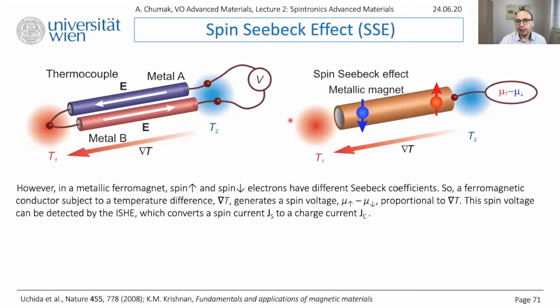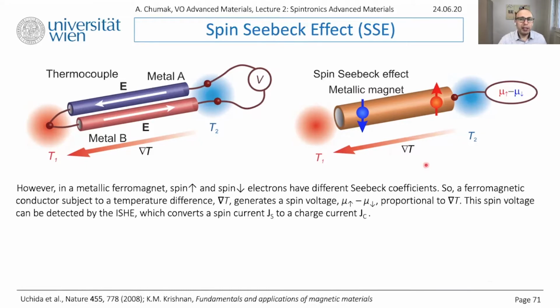You can immediately guess it: now, instead of placing your conductor in a thermal gradient and obtaining an electric current, you take your conductor, place it in a thermal gradient, but instead of a charge current, you will get a spin current. It means that electrons with spin down will start to move towards higher temperature, and spin up will move in the opposite direction. So there will be a spin polarized current formed along this conductor.